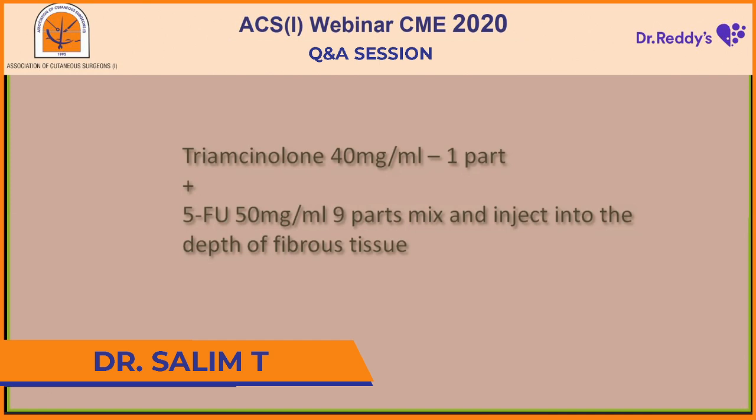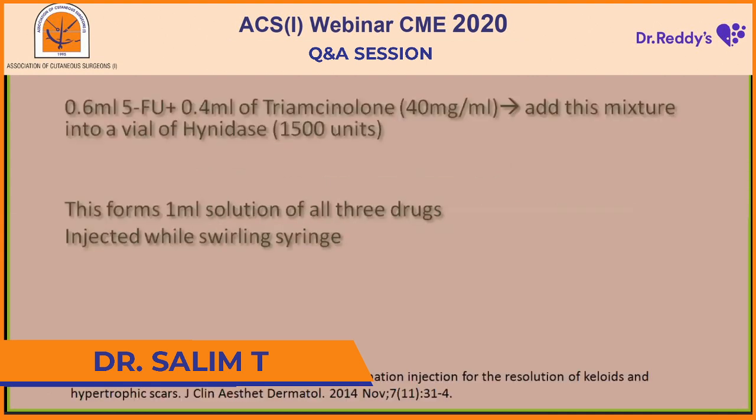You can also use a slightly higher concentration of steroid, maybe 8:2. And there is something called a triple combination. They add around 0.6 ml of 5-fluorouracil along with around 0.4 ml of triamcinolone, which is 40 milligram per ml. To this injection is added a lyophilized powder of hyaluronidase of 1,500 units, and all three are mixed well and then injected. So these are the three commonly used intralesional pharmacotherapies.